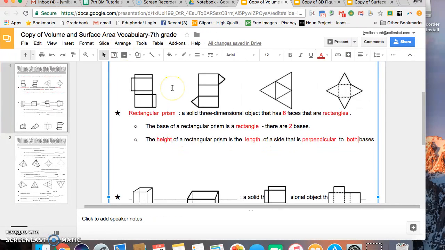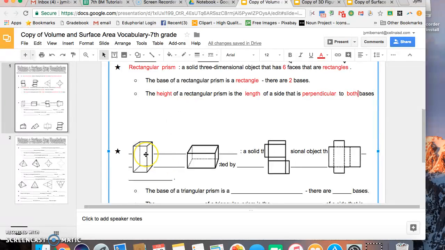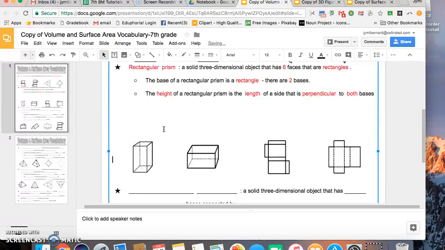I want you to come down here to your shapes that you have and shade the bases of those rectangular prisms. So that should be like the top and bottom of this one, left and right of this one, these little flaps like we talked about on the NERDS activity, and the top and bottom here.